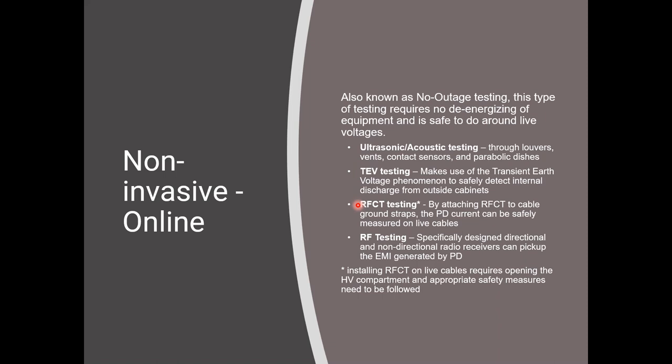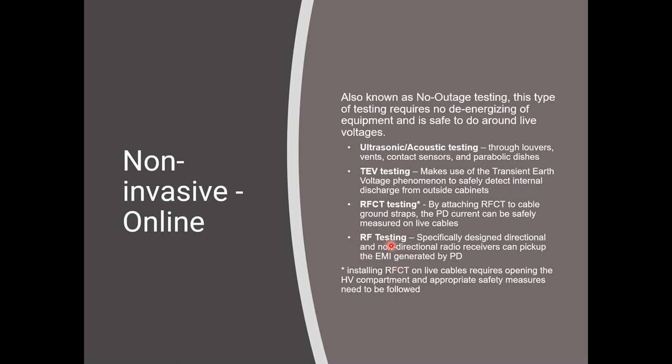One note about the RFCT testing: while this is typically an online test, you do have to put these CTs around the ground shield. Typically it's a clip-on CT, a spring clip of some form that opens up, and you can wrap it around the shield. Where it becomes a bit of a challenge is that a lot of policies and procedures don't allow you to reach into an energized compartment. So you have to follow your company and local policies with regards to how you put these RFCTs around the shield. They can be permanently installed. There are a number of different options to remotely put them on, hot sticks, etc. But it is the one area in non-invasive online testing where your local safety rules may dictate when you can install an RFCT onto a cable.